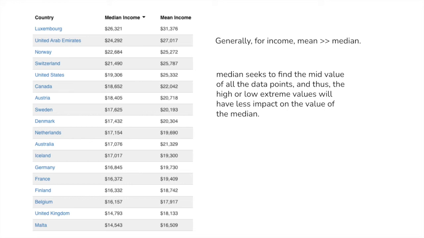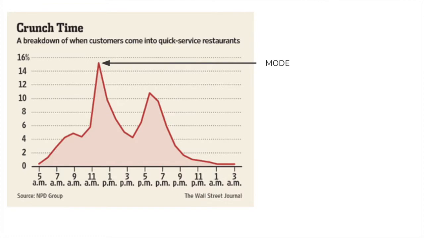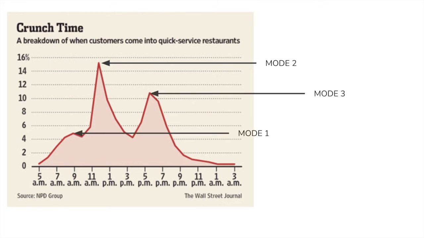To compare median and mode, mode takes in the most frequently occurring data point, which ignores the nuance that a dataset can have. Some datasets might have 2 peaks, while mode only takes one with the highest frequency. Take, for example, the following chart, displaying the peak hours of quick service restaurants. We can clearly see that there are 2 peaks when a large number of customers rush into the restaurant.